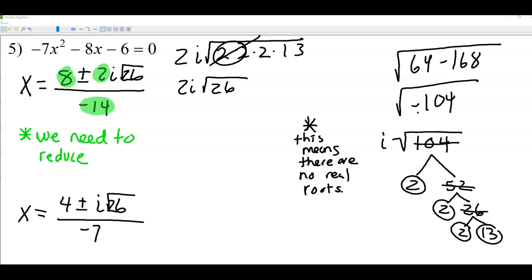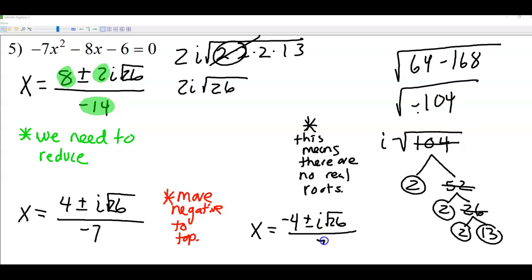All right, another little note that's worth writing down here is a lot of times on your multiple choice test, they won't leave the negative on the bottom. What they'll do is they'll move it up to the top. So I'll just put move negative to the top. If you ever have a negative on the bottom, you need to move it up to the top. So here's what the final answer would look like. I'm not going to write it as 2 separate answers this time. I'm just going to write it as a plus and a minus. But there it is.